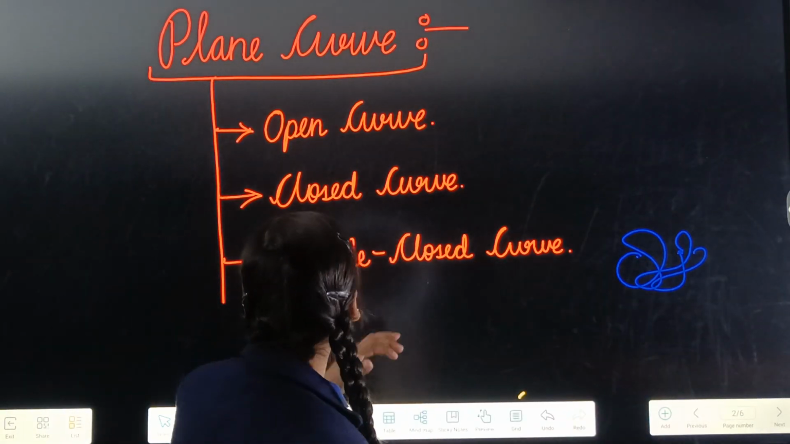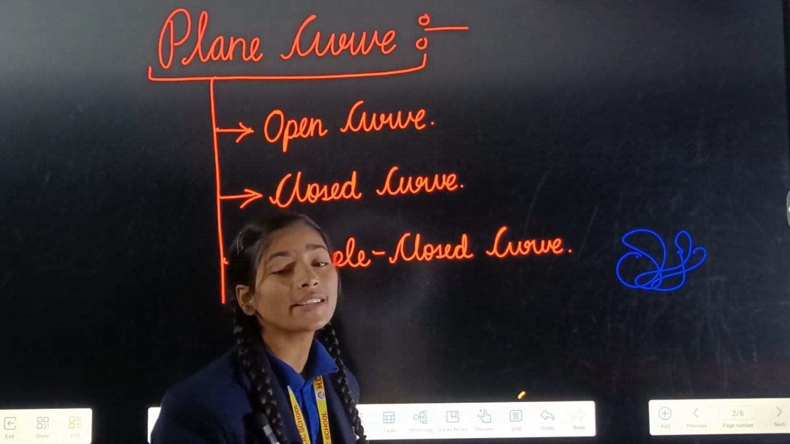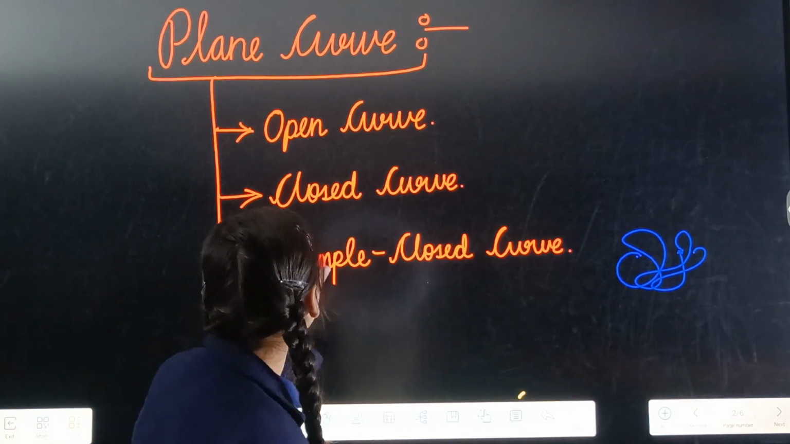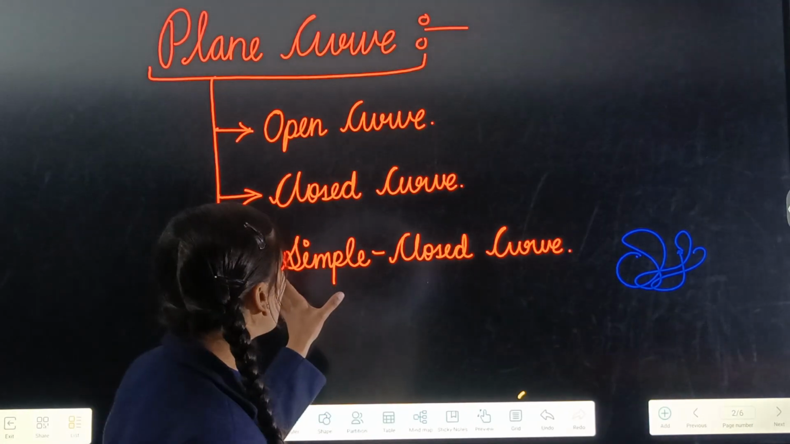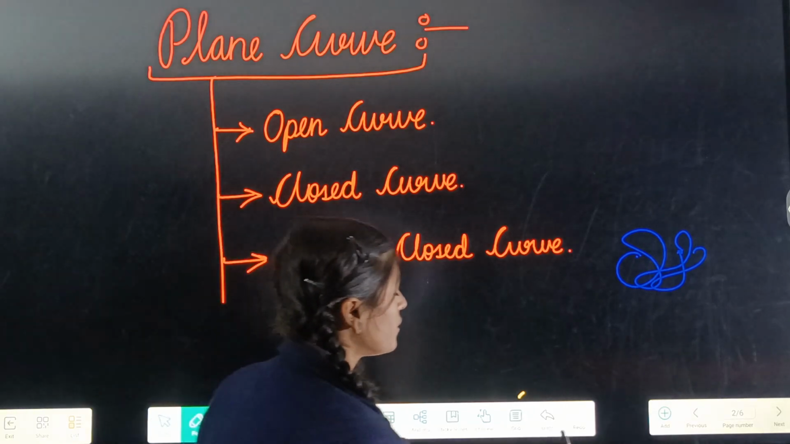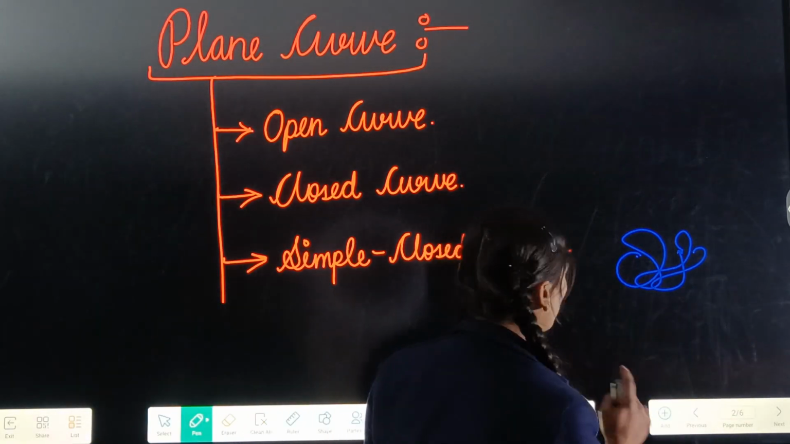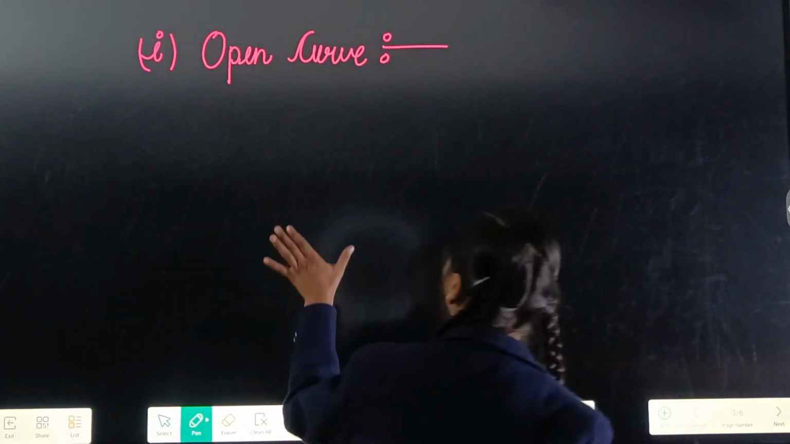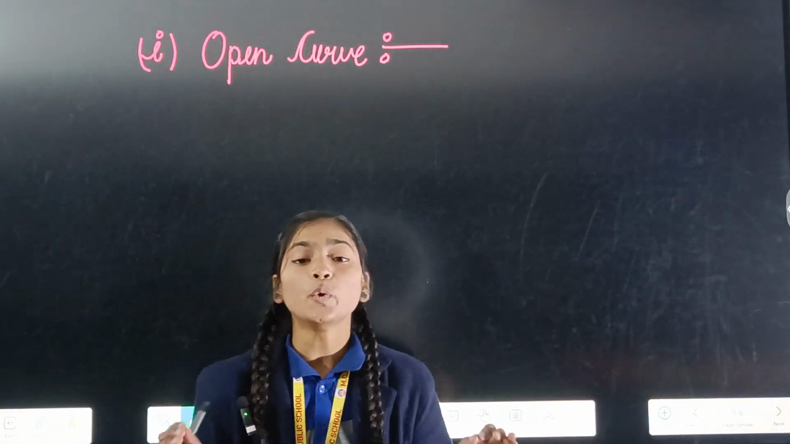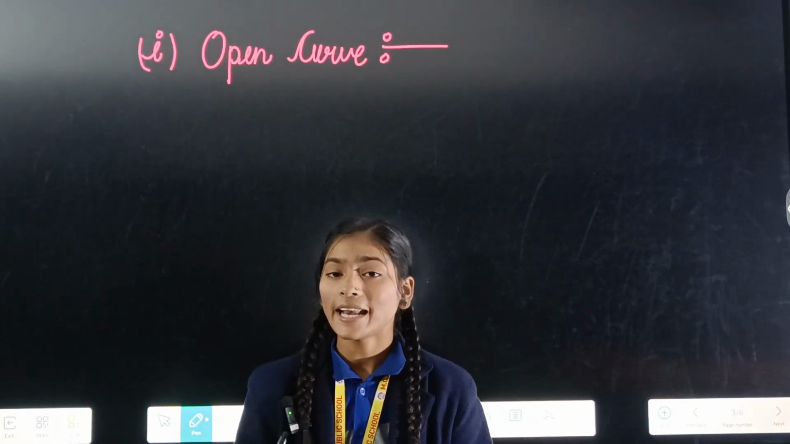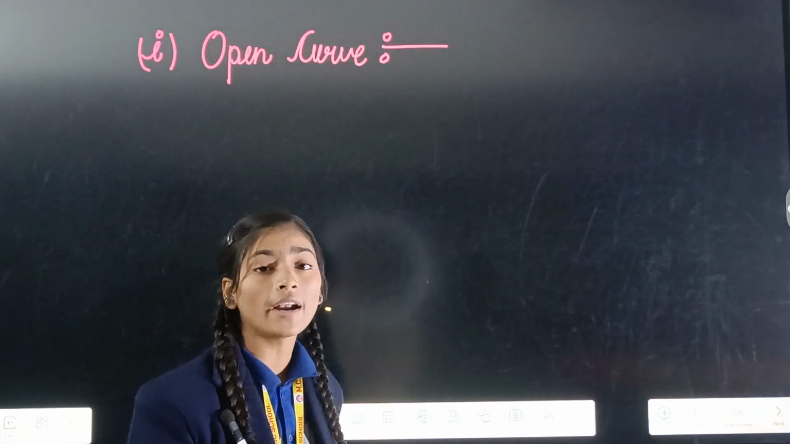Now we talk about the types of plane curves. There are three types: the first is the open curve, then the closed curve, and the simple closed curve. Firstly, the open curve: a curve whose end points do not meet.